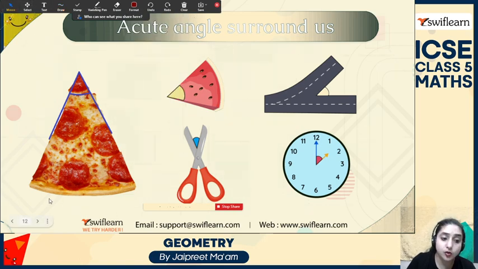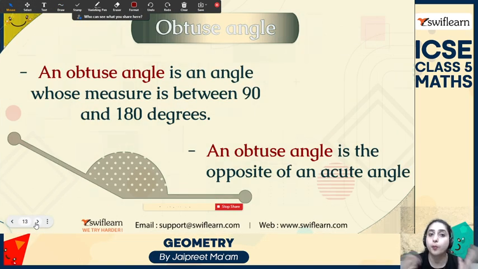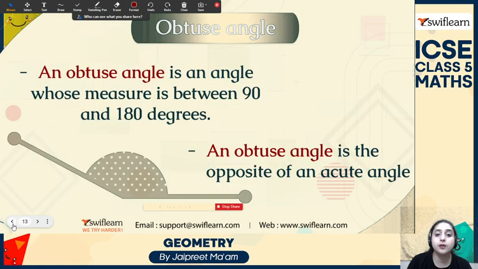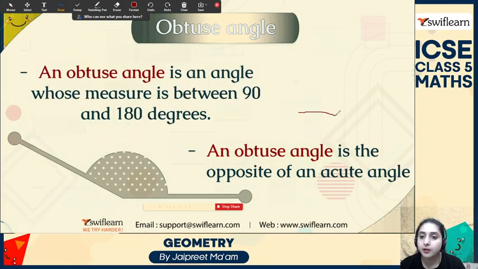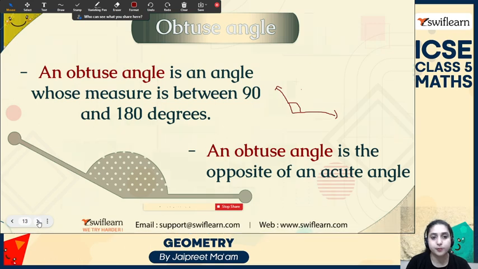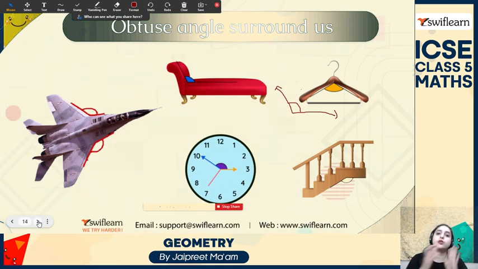Okay, so let's talk about the obtuse angle. So what is an obtuse angle? An obtuse angle means like this: it's greater than 90 degrees, that means it's between 90 and 180 degrees. So this is obtuse, and you can remember the name like this. This is making an obtuse angle because it's greater than 90 degrees, the opposite of an acute angle. Acute is less than 90, obtuse is greater than 90.